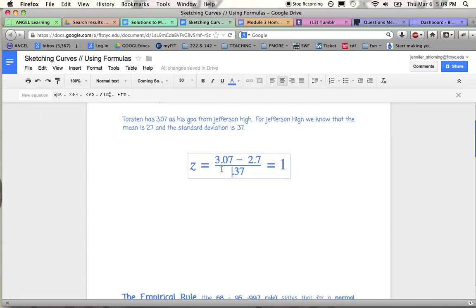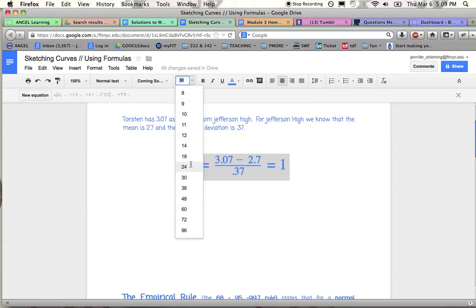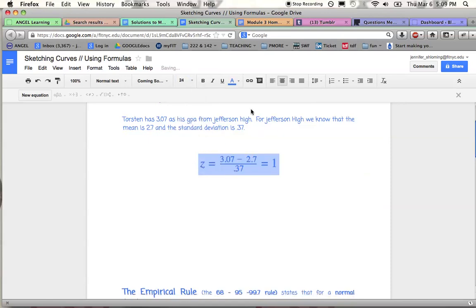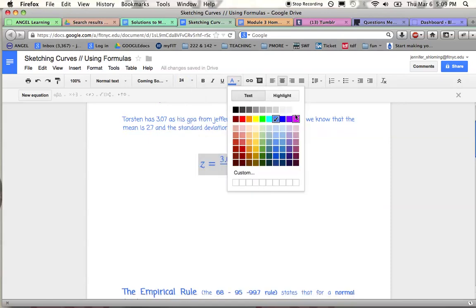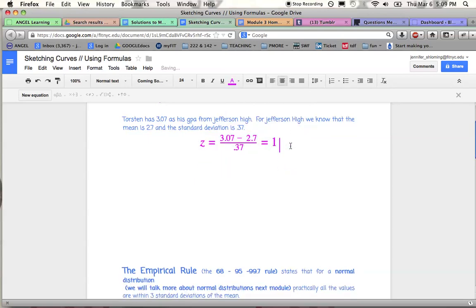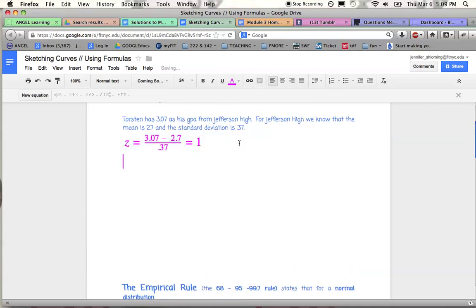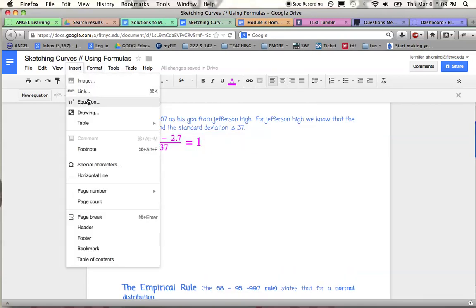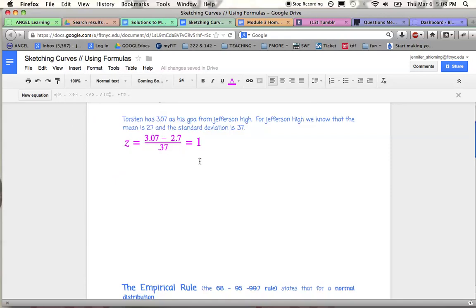And I made this really nice and large. You can change whatever size you want. I like to make it big and easy to read. You could change the color if you want. So again, how we did that, we went to Insert, Equation. You could also write it by hand if you think that's easier.